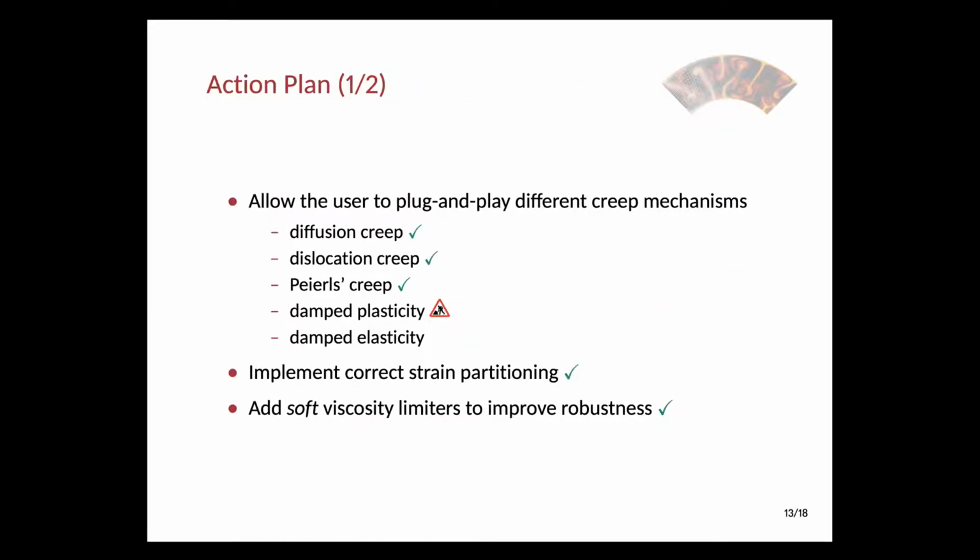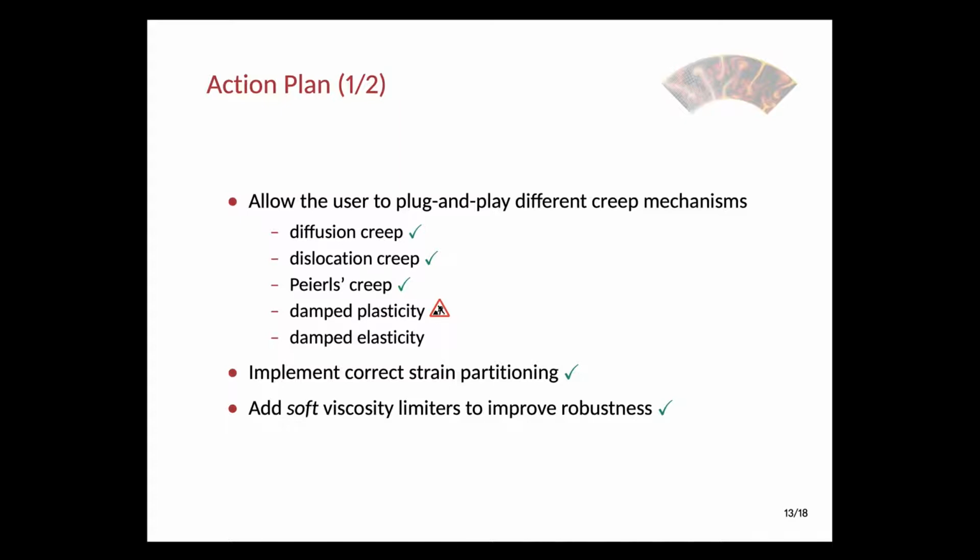Okay, so to move on to the next slide, our action plan, and these are going to be the last two slides from me. The first point is that our intention is to allow the user to plug and play different creep mechanisms and to turn off different mechanisms when they don't want to use them. So you don't have to calculate diffusion creep or dislocation creep. If you don't want to use them, we'll just have user flags to turn them off. And you'll be able to use the same rheological material model without changing your input script very much at all.